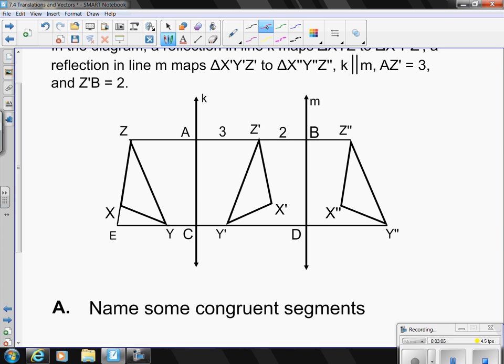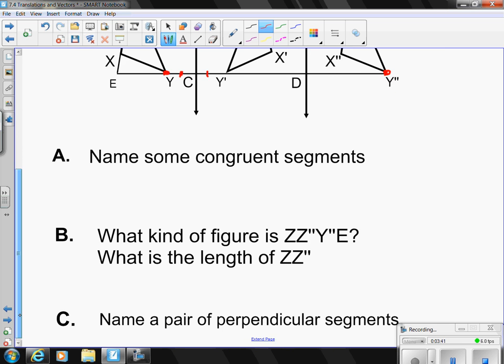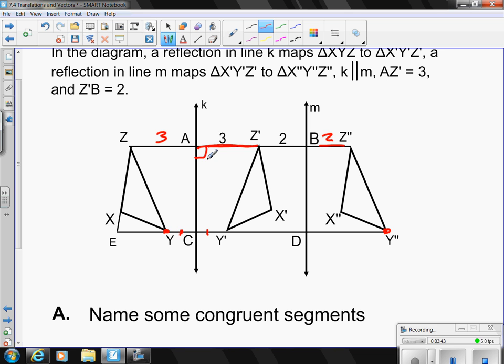Well, basically what we're trying to get at is, we know that this length and this length have to be the same, so this has to be 3. This length and this length have to be the same, so that has to be 2. We know this length and this length are congruent, but we don't necessarily know their lengths. We know the total length from here to here is going to be 6 plus 4. This total length from y to y double prime would be 10. We know different things like that. And we know that these segments are perpendicular to each other because it is a reflection.